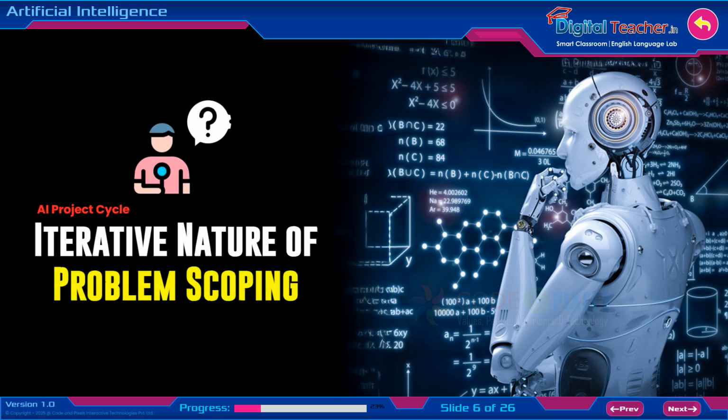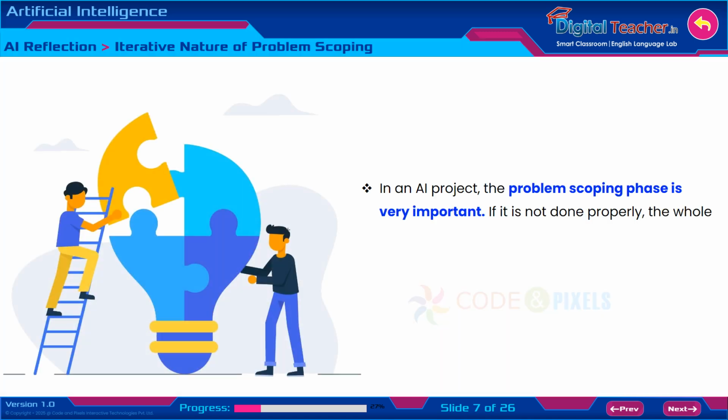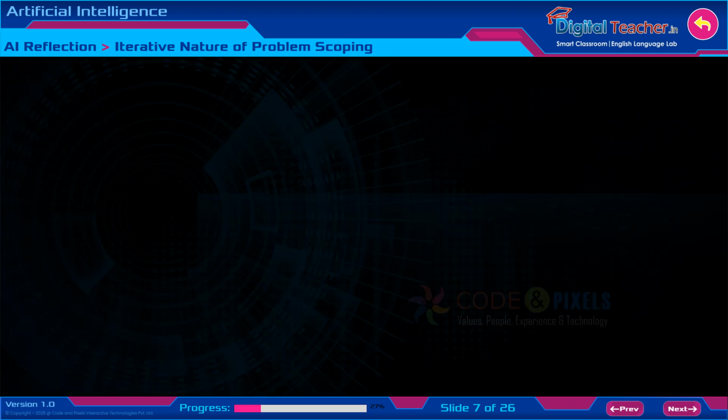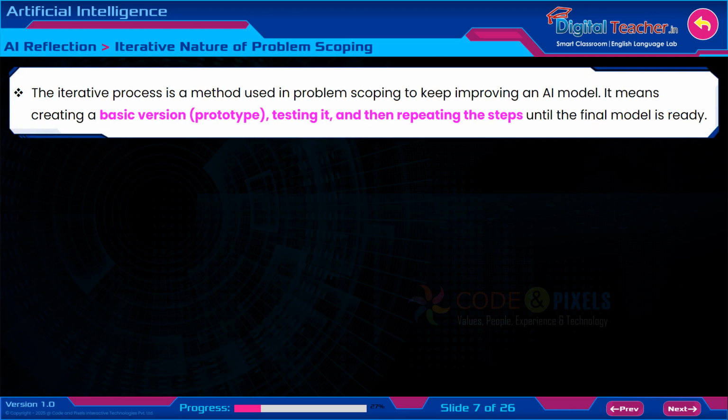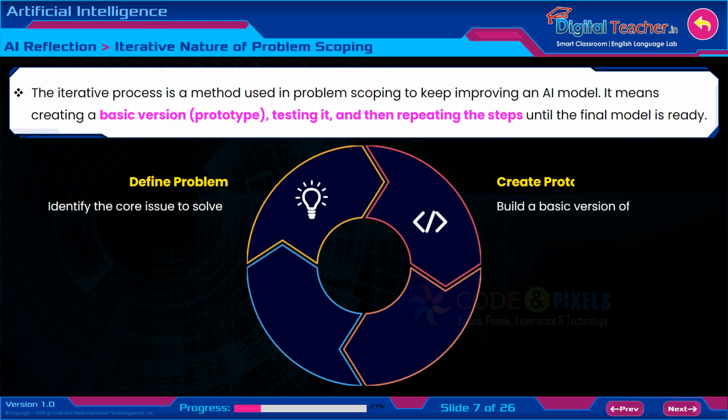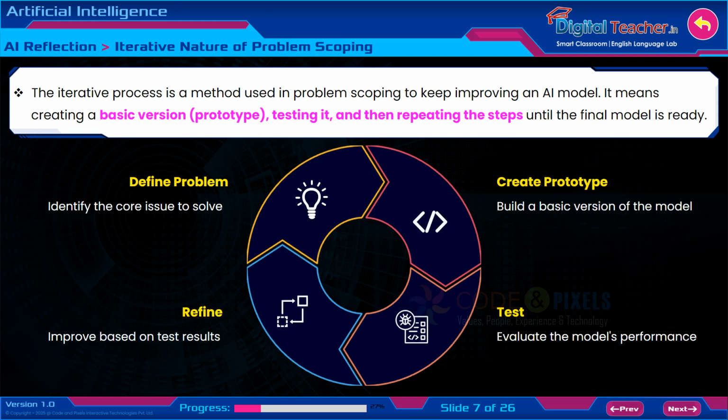Iterative nature of problem scoping. In an AI project, the problem scoping phase is very important. If it is not done properly, the whole project can fail. The iterative process is a method used in problem scoping to keep improving an AI model. It means creating a basic version, testing it, and then repeating the steps until the final model is ready.